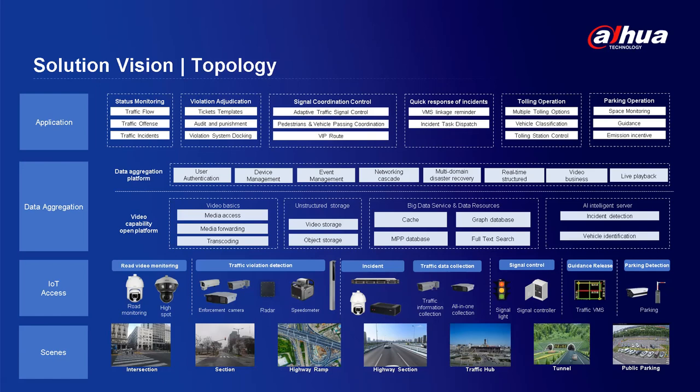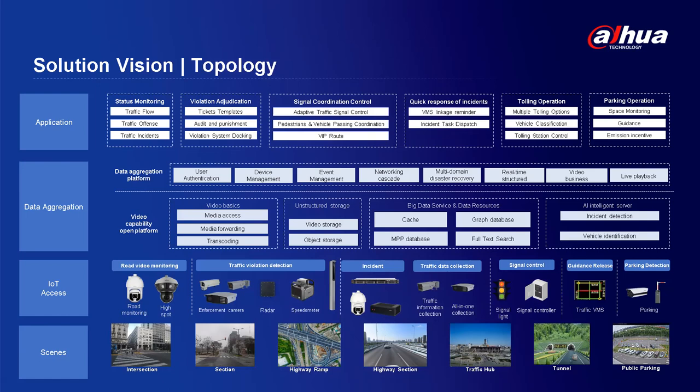So we use our VMS linkage on Cyber City. And then we have incident task. We also have tolling operations. So I have tolling options, vehicle classification, then control station for the tolls. Of course, we have parking operation for parking spaces, parking guidance, and of course, checking for emissions that come. So these are the application layer. This is the highest level.